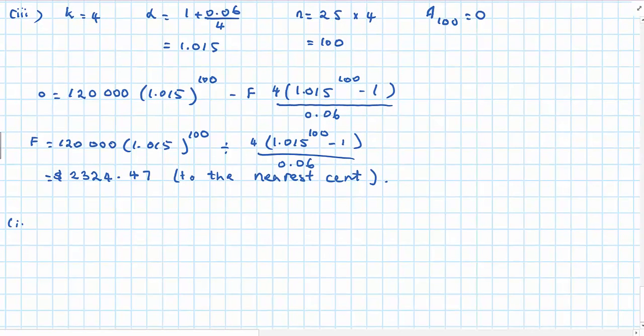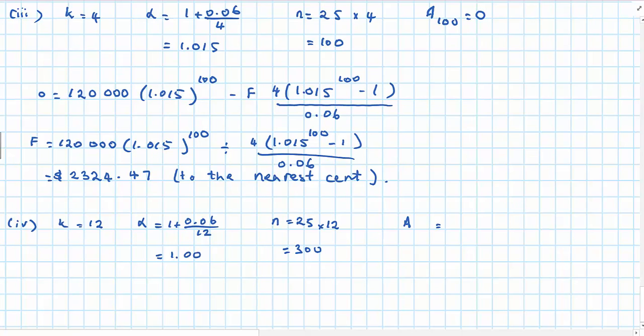So part 4. k is 12. We need to work out our alpha and our n. n is 25 times 12, which is 300. And our alpha is 1 plus 0.06 divided by 12, which is 1.005, and A_300 is 0. So I'm just going to quickly do this calculation and then we'll do our comparison.